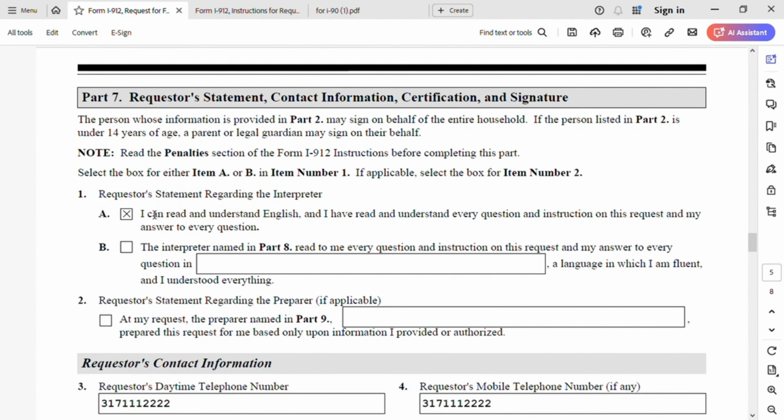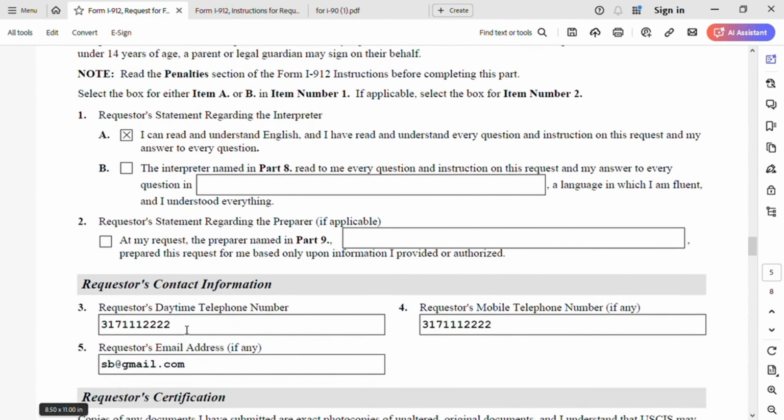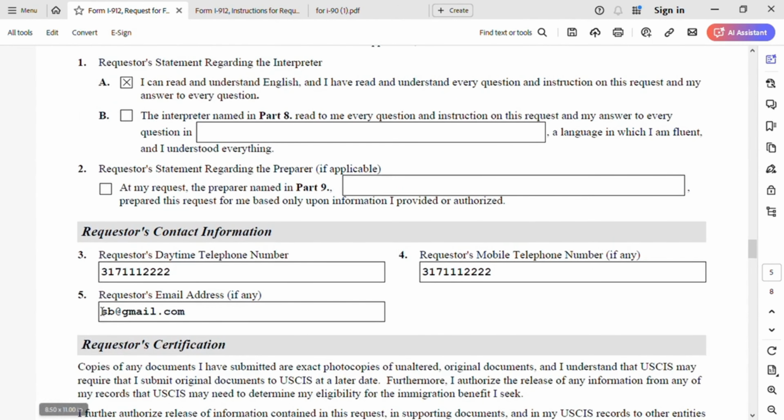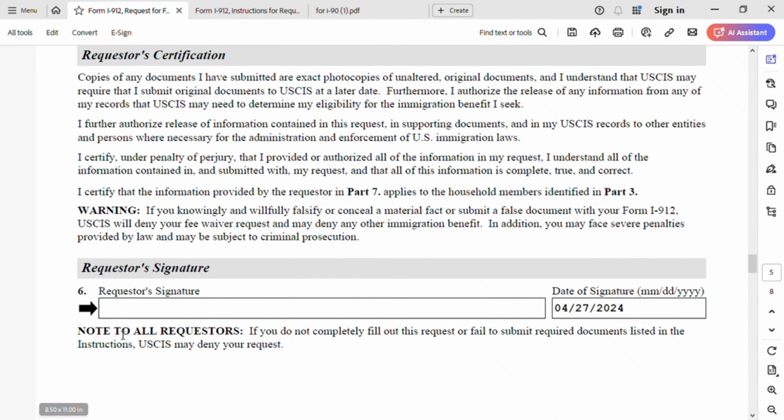So, requester's statement regarding interpreters. If the requester filed this form, you can check this one right here. I can read and understand English, and I have read and understood every question and instruction on this request, and my answer to every question. Then you can add the requester's contact information, requester's email address, and then date it, and then sign it. This is the requester, which is my spouse.